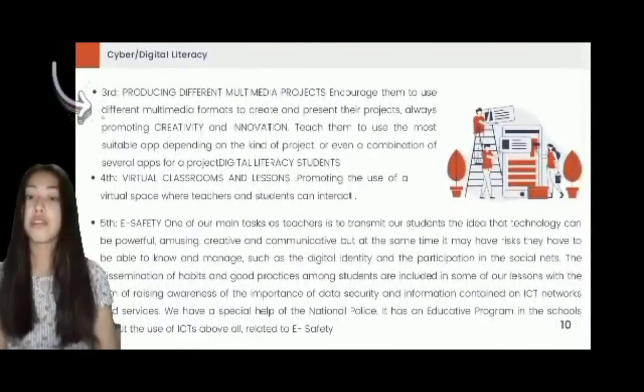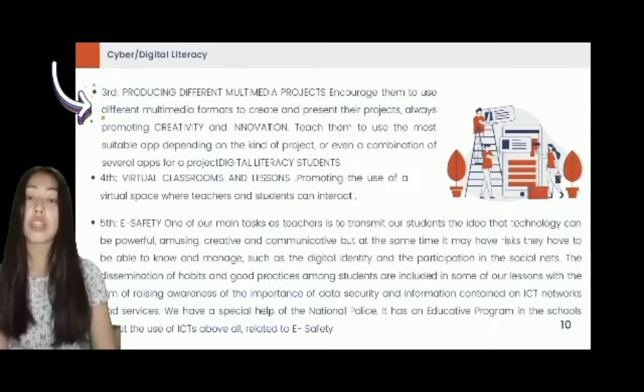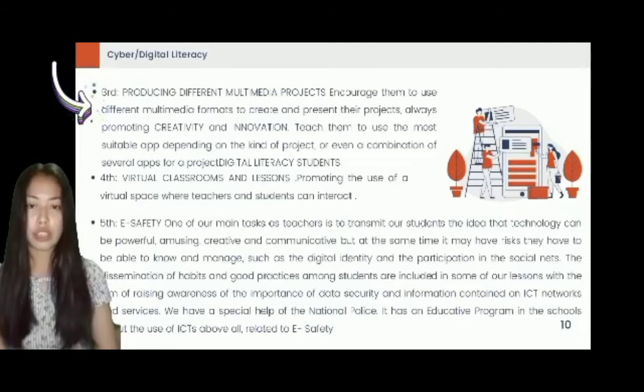So for the third one, we have producing different multimedia projects. So encourage them, or us, to use different multimedia formats to create and present their projects, always promoting creativity and innovation.